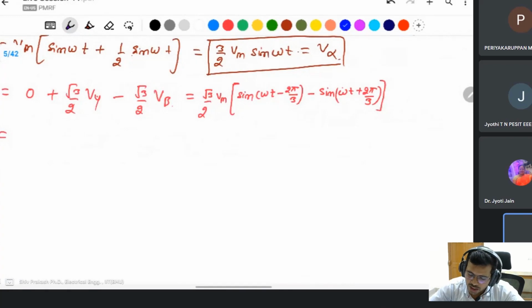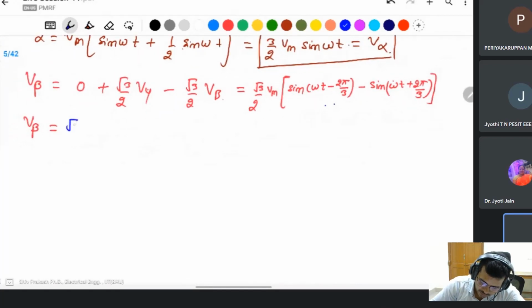If you know the sin C plus sin D formula, you can apply sin C minus sin D directly. Or if you forget that formula, apply sin(A minus B) minus sin(A plus B). Both are the same. Sin A cos B minus cos A sin B here, and sin A cos B plus cos A sin B here. The cos A sin B terms cancel out, and only sin A cos B remains.